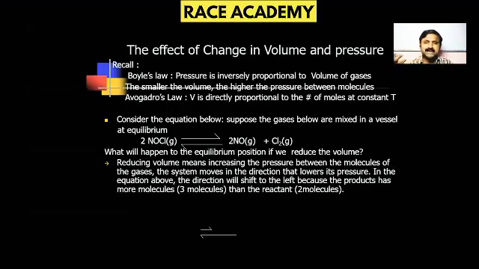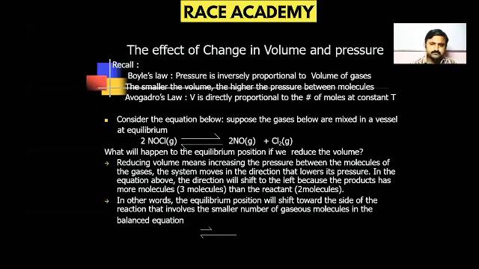The system moves in the direction that lowers its pressure. In the equation, the direction will shift to the left because the products have more molecules. Products have 3, reactants have 2. In other words, the equilibrium position will shift towards the side of the reaction that involves a smaller number of gaseous molecules in the balanced equation.